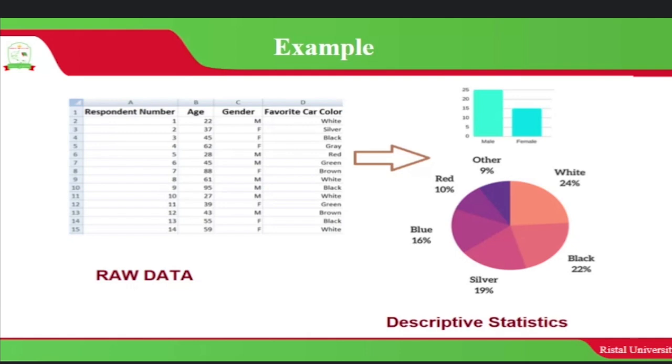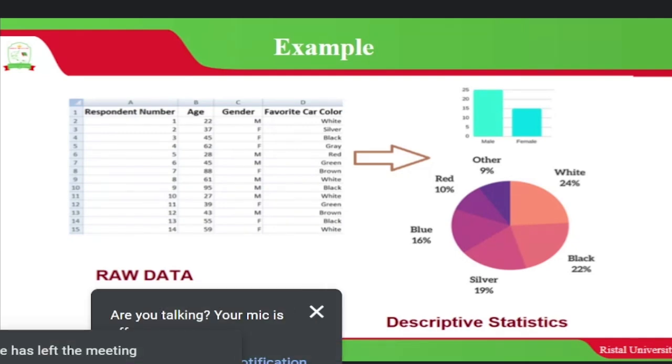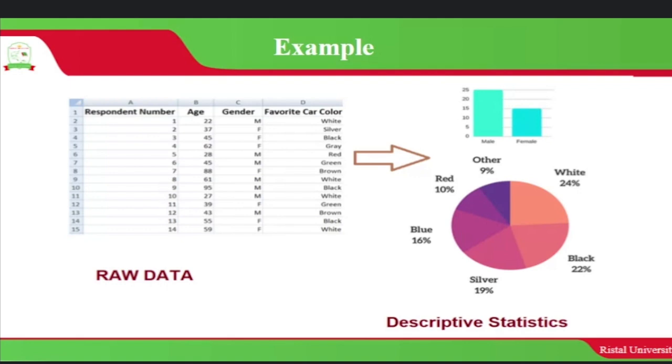We can see that this bar graph is helping us summarize the gender, and the pie chart is helping us summarize the favorite car color. And you can see that 10% of the people have their favorite color as red, and 22% have their favorite color as black. So these descriptive statistics can be drawn using different statistical software.